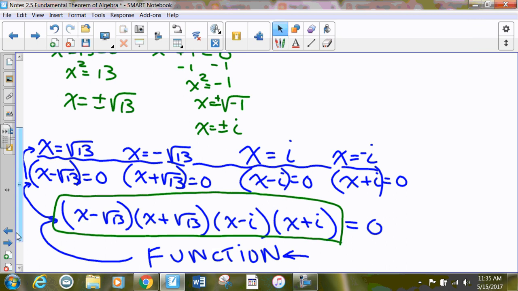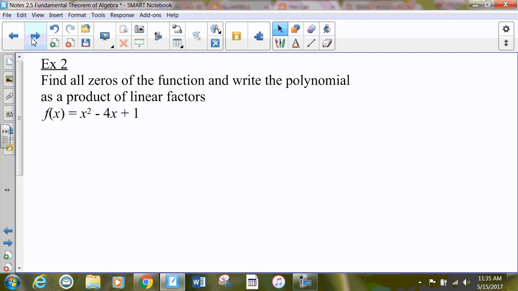Hopefully when we practice lots of these in class, it becomes easier for you. Practice really does help, doesn't it? So example 2 says find all the zeros and write the polynomial as a product of linear factors. It's asking us to do the same thing. This time we have a quadratic, which, yay, because maybe we could factor it, but boo, no we can't. So if we can't factor, we can either complete the square or we can do the quadratic formula. Which one do you want to do? We can do the quadratic formula. Maybe next time we'll complete the square.